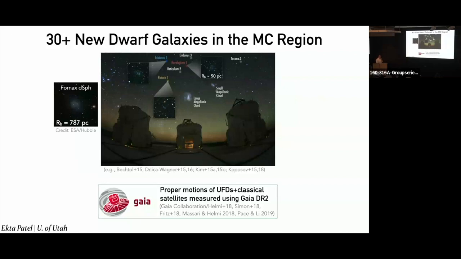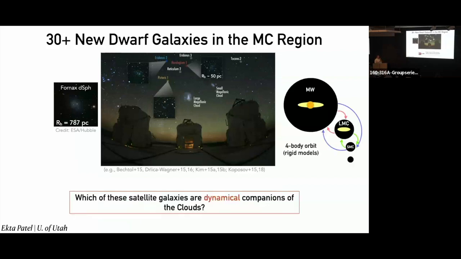And with that information in hand, we have this wealth of 6D phase space information for satellites. We have these orbital models that we've been using to understand the orbits of different substructures around the Milky Way. We can then ask this deeper question of which of these satellite galaxies are actually dynamical companions of the clouds. So we're now moving into this satellites of a satellite regime.